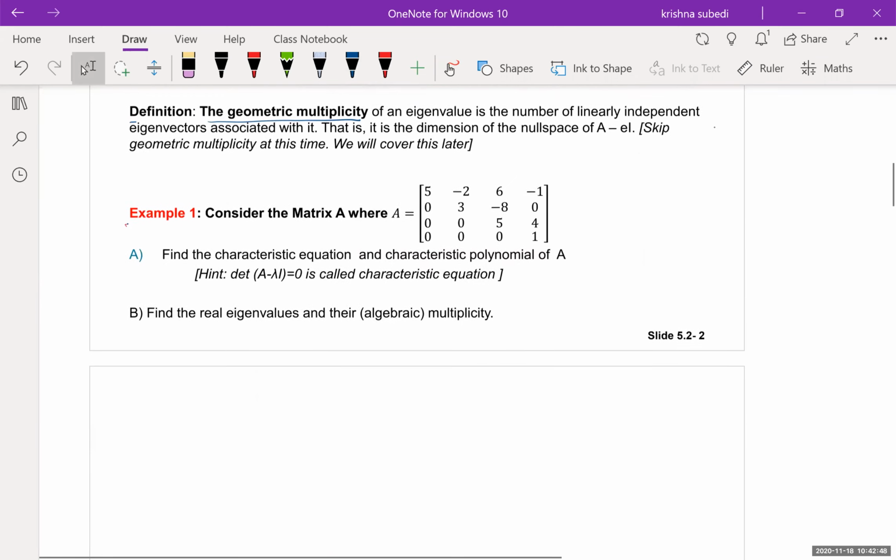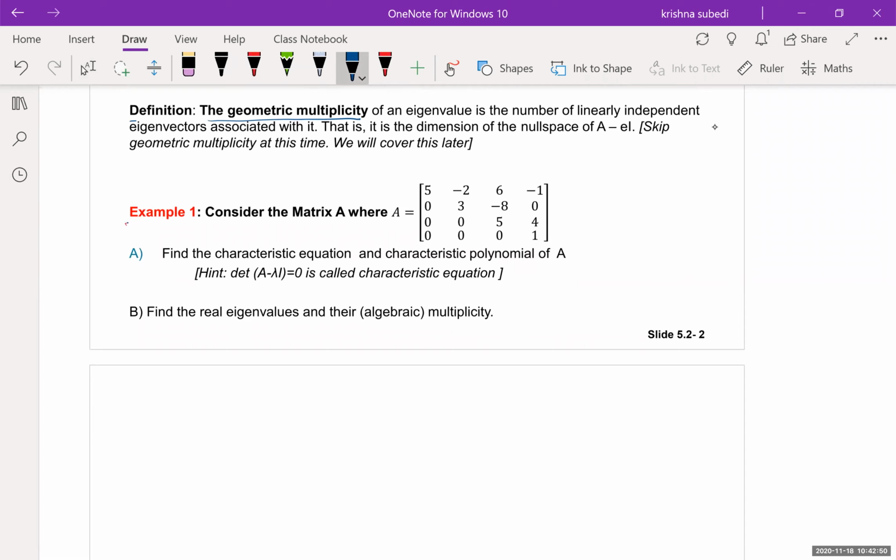So here is one example. Consider the matrix A, where A is given by this matrix. And we need to find the characteristic equation and characteristic polynomial of A. And we need to find the real eigenvalues and their algebraic multiplicity.